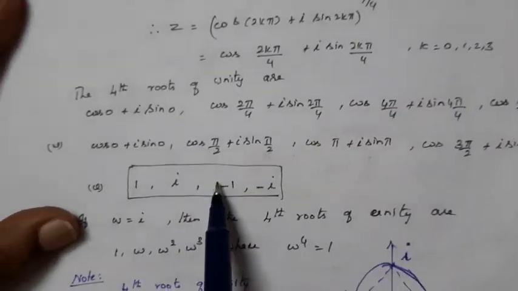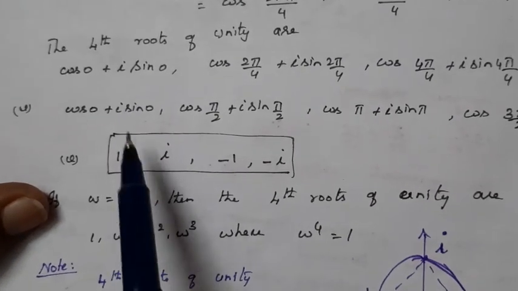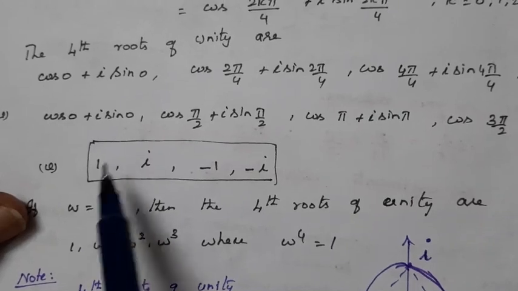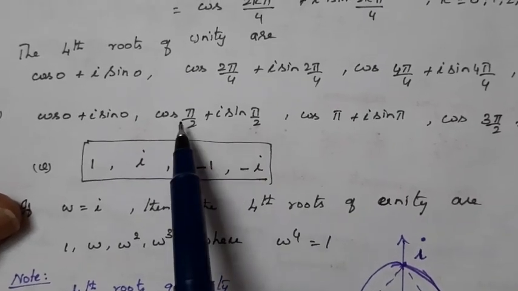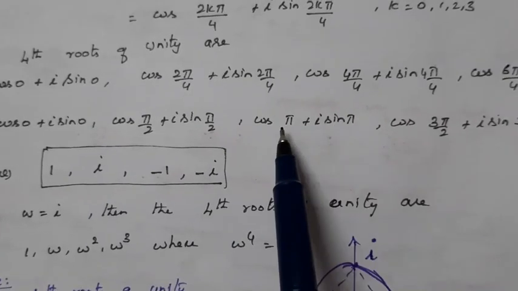Now, we can write their values as they are known angles. So cos 0 plus i sin 0 is nothing but 1, because sin 0 is 0 and cos 0 is 1. And here sin 90 is 1, cos 90 is 0, so it is 1 into i. And here sin pi is 0, cos pi is minus 1.